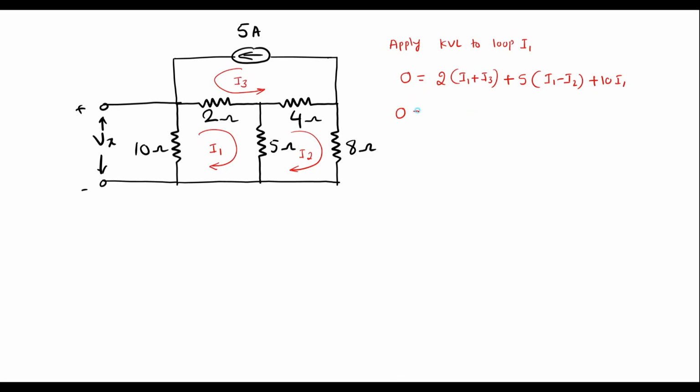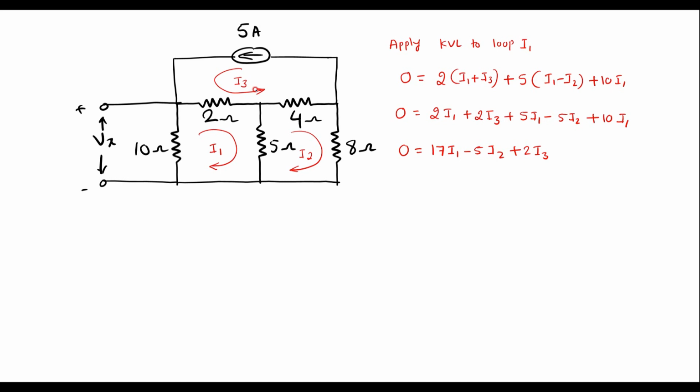I can simplify this. 0 is equal to 2 I1 plus 2 I3 plus 5 I1 minus 5 I2 plus 10 I1. Here we have 2 I1 plus 5 I1 plus 10 I1, that is 2 plus 5 is 7, 7 plus 10 is 17. We have 17 I1 and only minus 5 I2, and the I3 term is only one, that is plus 2 I3.